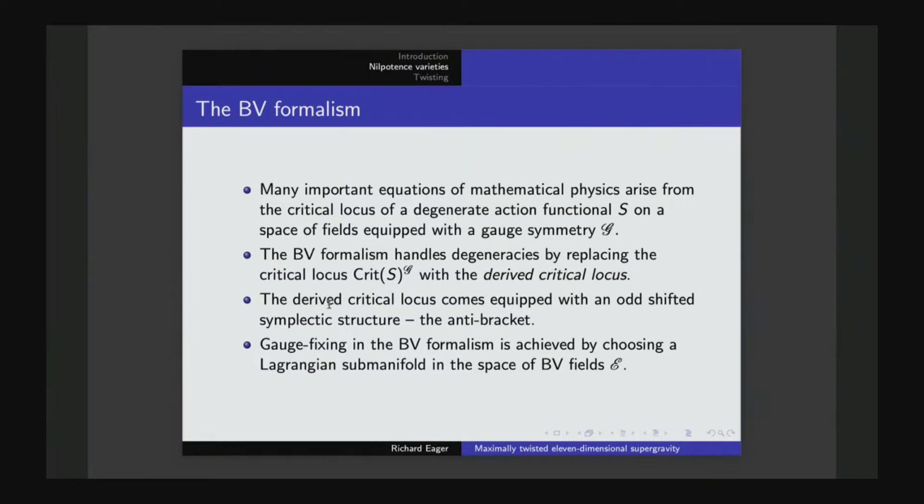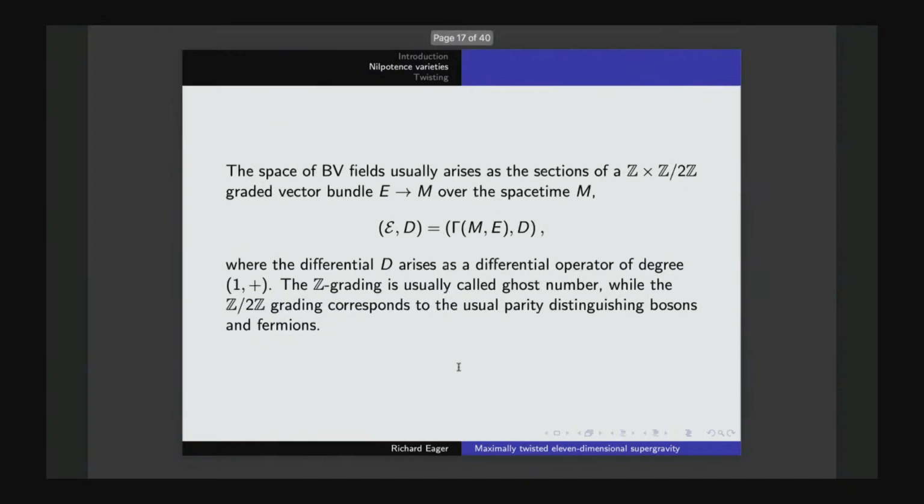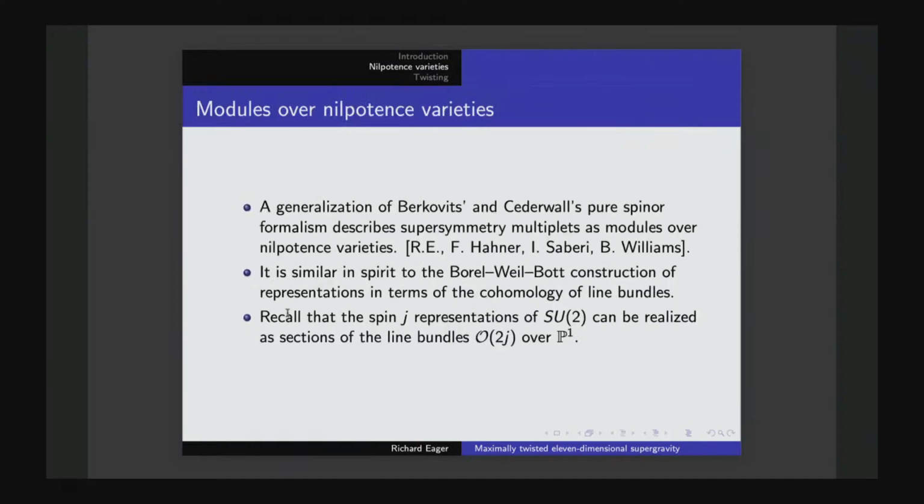And the derived critical locus comes equipped with an odd shifted symplectic structure, which is the anti-bracket. Gauge fixing in the BV formalism is achieved by choosing a Lagrangian submanifold in the space of BV fields. The space of BV fields usually arises as sections of a graded vector bundle over the space-time, where the differential D is a differential operator. Normally we call the Z grading the ghost number, and the Z mod 2Z grading the parity, which distinguishes bosons and fermions.